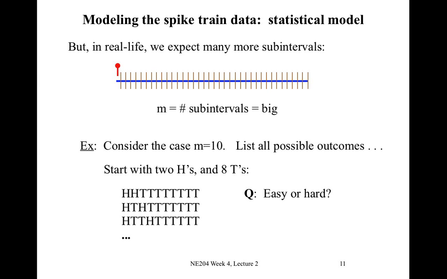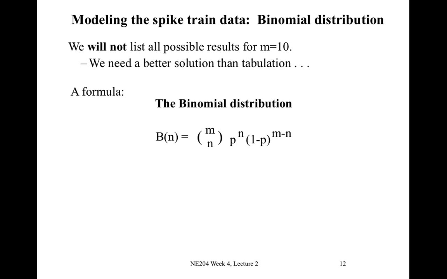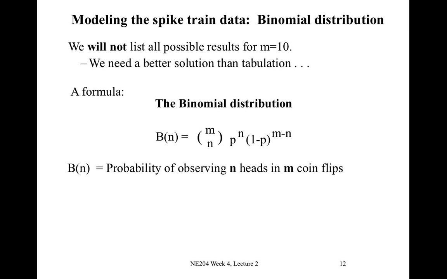We can list all possible outcomes, but when we think about the probability of making a mistake in listing all these possible outcomes, well, it's very high. And although it's easy to do, it's very tedious, writing out this entire list. So that's not what we're going to do. We will not list all possible outcomes for 10 coin flips. What we'll need is something better than trying to tabulate all of these different outcomes that we could possibly observe. And what we'll use instead is a formula, and that formula is called the binomial distribution. And I'll write it down here. So this is the binomial distribution, and we'll spend the next few slides thinking about this distribution.